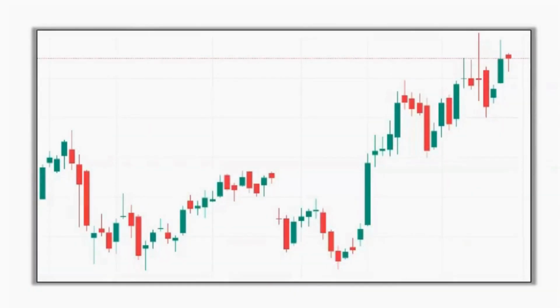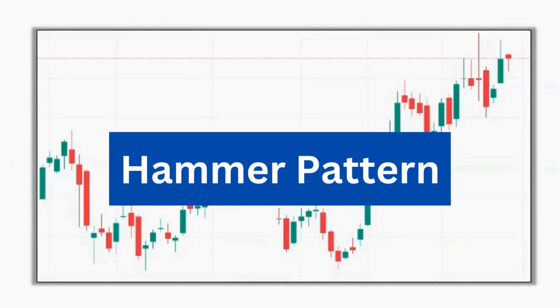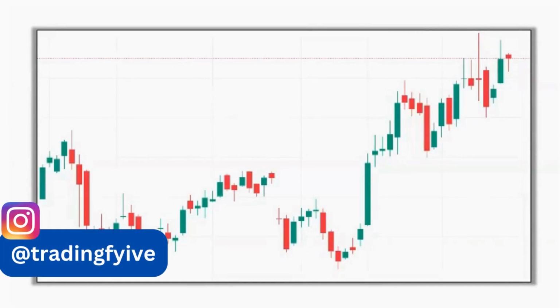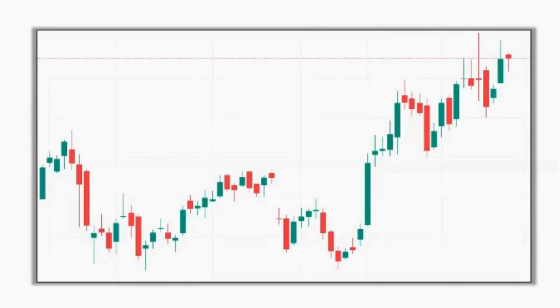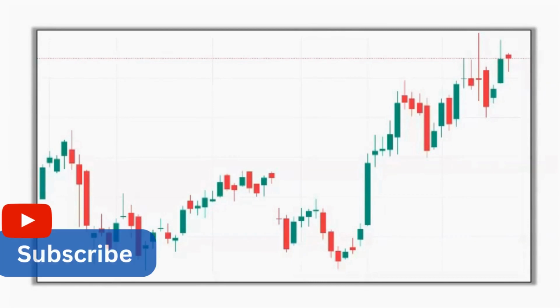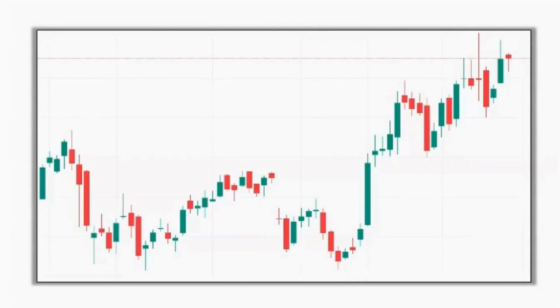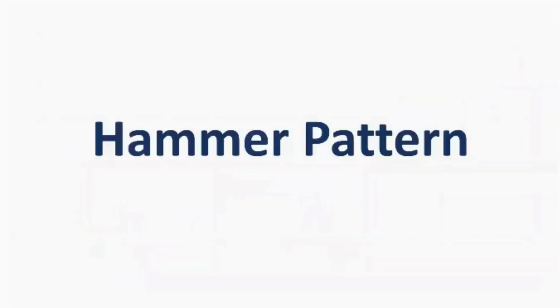In this video we are going to discuss a reversal candlestick pattern, which is the hammer pattern. Here we will learn how to identify this pattern on the chart, where to buy, where to sell, and where to place the stop loss, along with live market examples. So make sure you are watching this video till the end. Do not skip this video if you want to understand the hammer pattern properly and very accurately. And without wasting much time, let's start with this video.